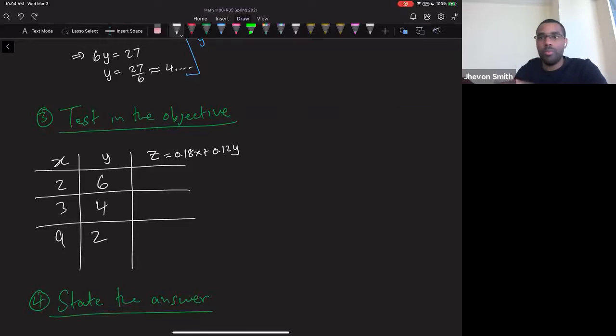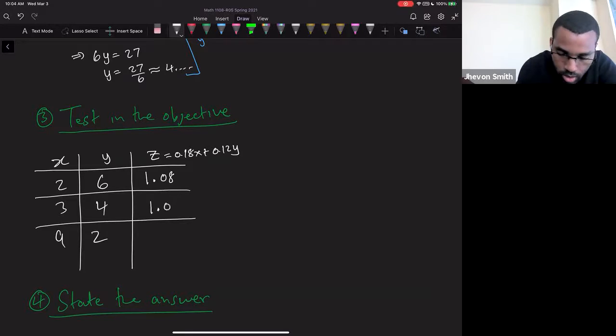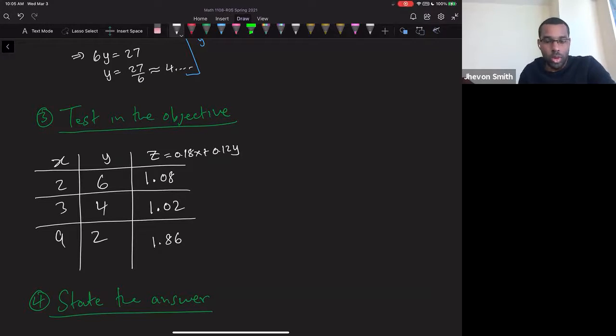So what's the first one? I got 1.08. 1.08. Okay. Second one, 3, 4. The second one I got 1.02. Okay. And the 9, 2. 1.86. 1.86. Okay, so hopefully everyone agrees on that.